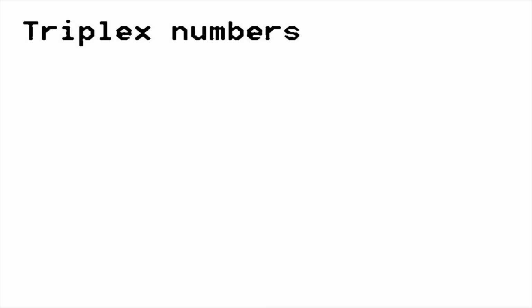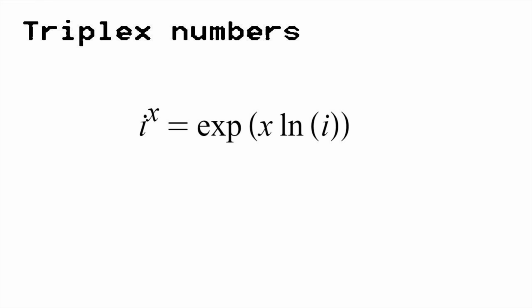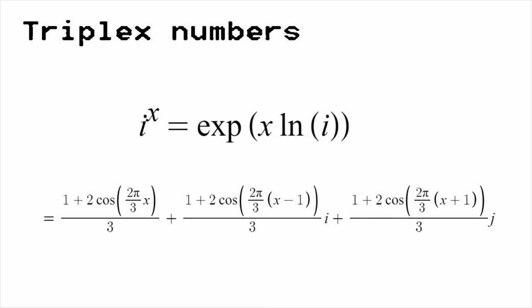Anyway, as a last note, with the furnace ruining my recording, between the exponential and the logarithm, we can actually find a formula for the triplex i to the power of any real number. i to the x is just the exponential of x times the natural logarithm of i. It's a whole mess, but it simplifies to this, which is pretty nice, right?